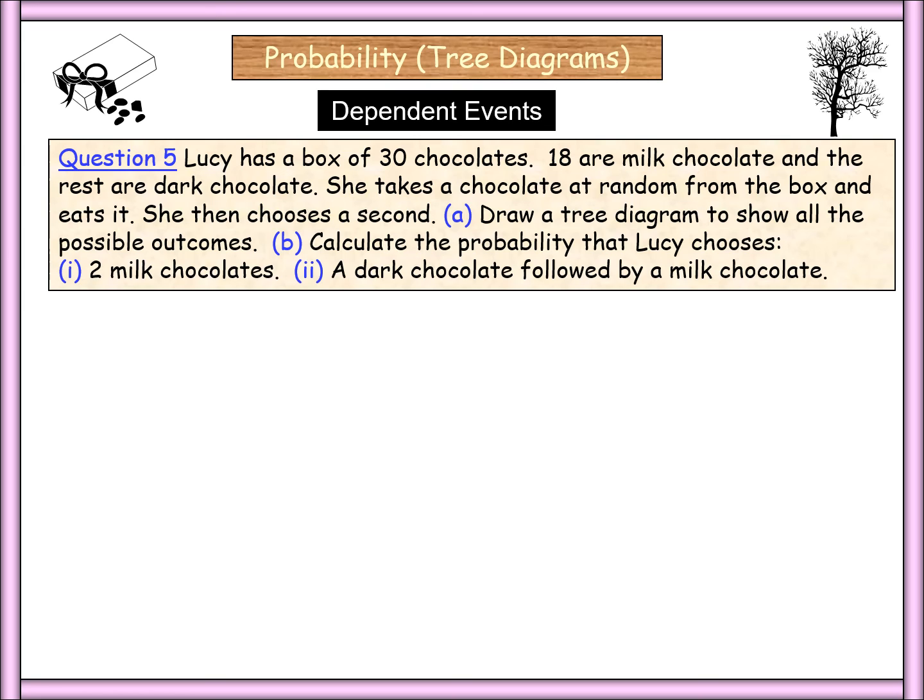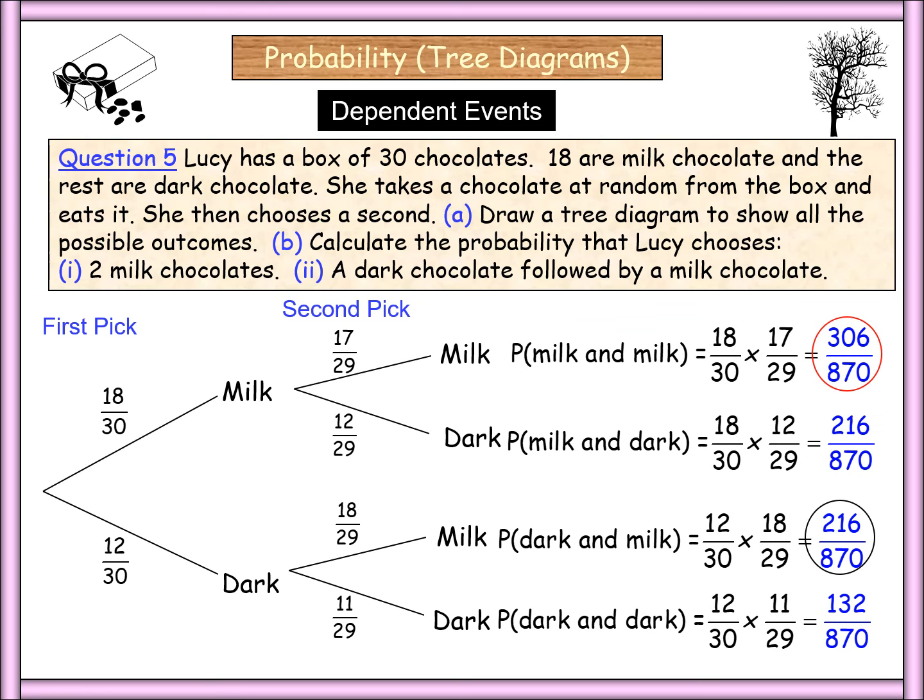So in here, if you eat, you do not replace at all, okay? So if she chooses milk on the first pick, the probability of getting milk for the second pick is 17 over 29 because 18 minus 1, okay? And if Lucy already picked dark chocolate on the first pick, for the second one, 12 minus 1, the probability of getting dark chocolate in the second pick is 11 over 29. So once you eat, of course, you cannot replace it, okay?